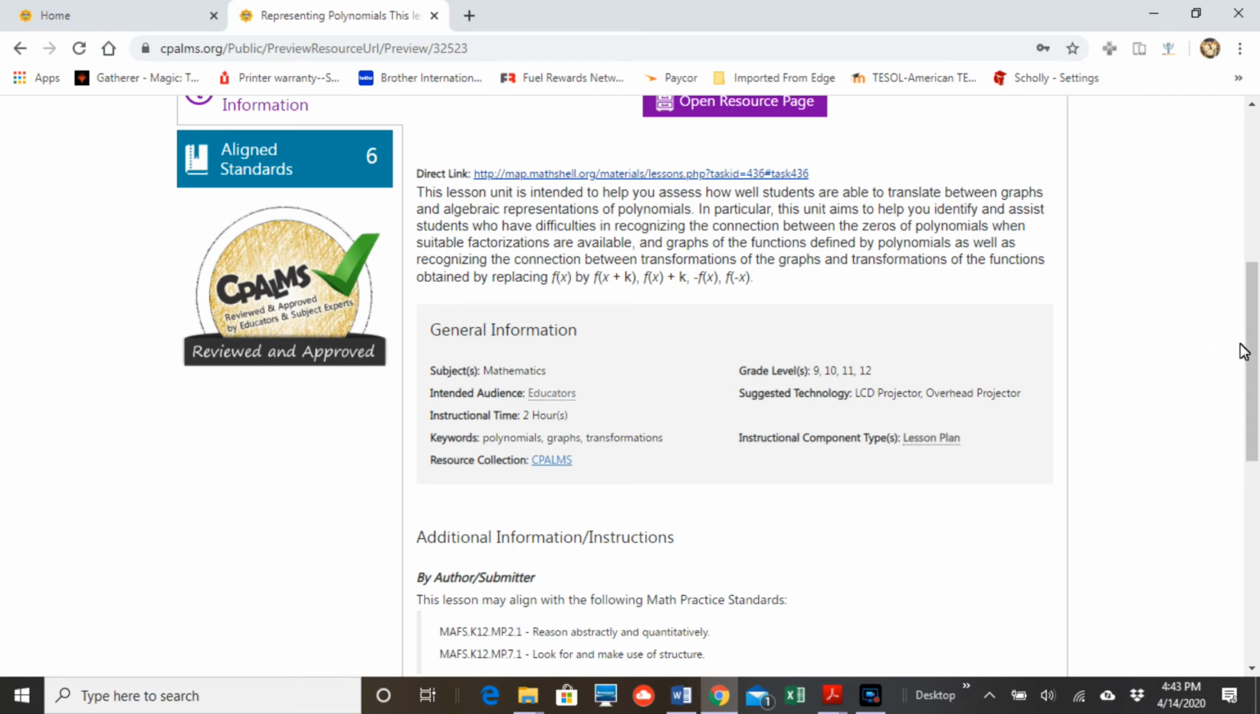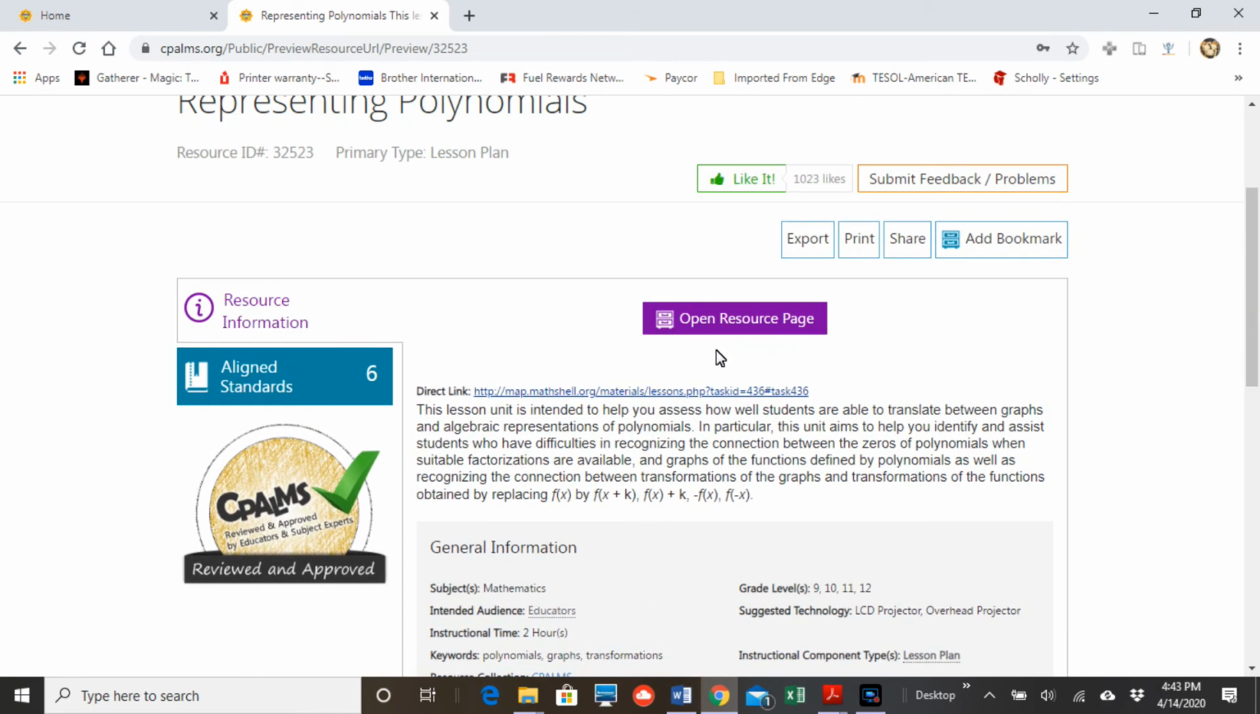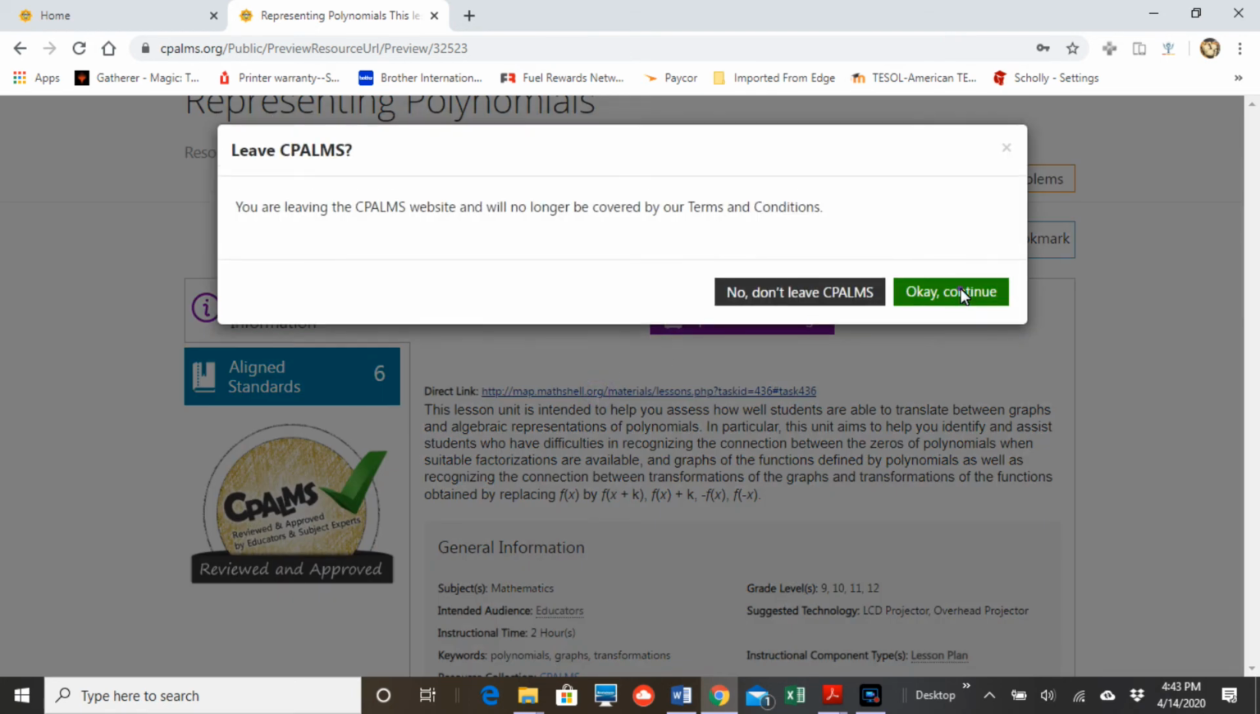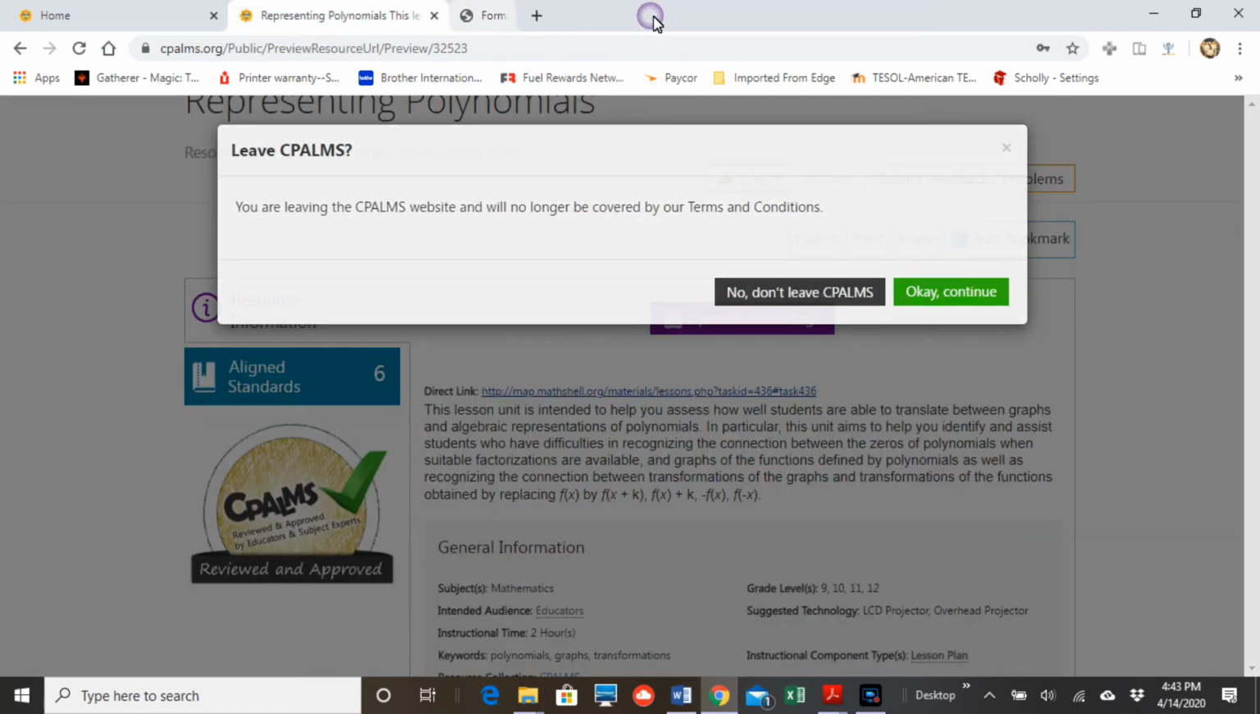So this is going to take you away from CPALMS. So this, I would suggest, if you have the option to open it up into a different tab, make sure that you do that. You can right click it, but most of the times in CPALMS, when you click it, it's going to take you, as you notice, it opened up another tab. So you can close that out.